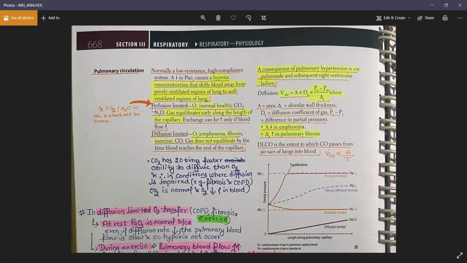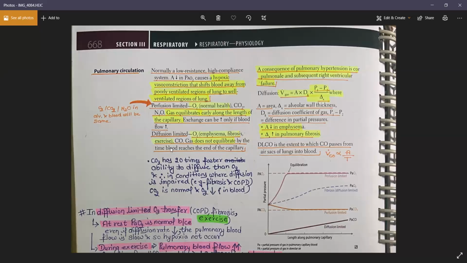Now, the second type of gases are the diffusion limited gases. That means they have a slow rate of diffusion. Perfusion is not a problem for these gases, but diffusion is. For example, carbon monoxide. Normally, carbon monoxide is a diffusion limited gas. If the barrier is thick or changed, you will get less diffusion, so less carbon monoxide. If the barrier is decreased, or something is increasing the diffusion of this gas, you will get more diffusion. Perfusion is not a problem for these gases.